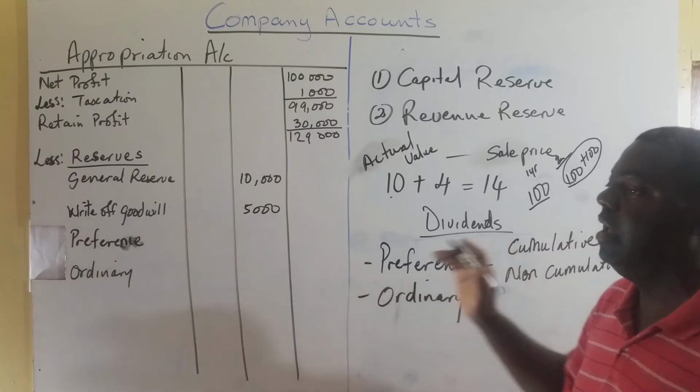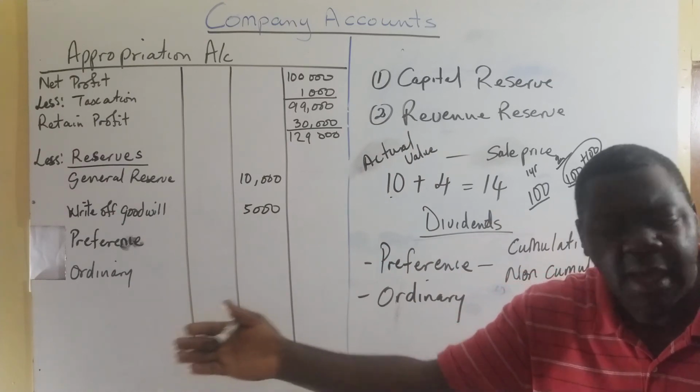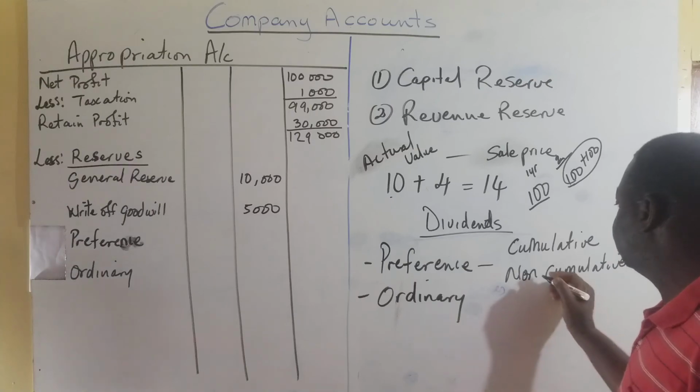Non-cumulative means if the company could not pay the dividend last year, they will not be required this year to pay the preference shareholder. It is not cumulative.